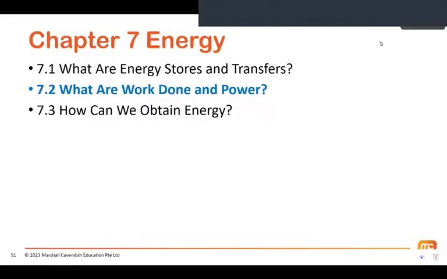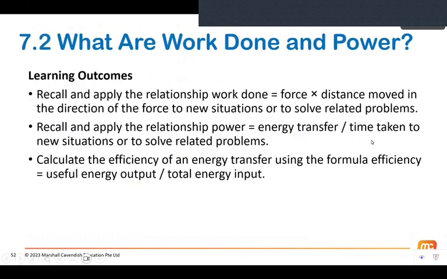Okay, this is the third part of the video for the chapter on energy. In this video, we'll be covering what is work done as well as power. Okay, so these are the learning outcomes. We will learn about the formula for calculation of work done, which is force times distance moved in the direction of the force. And then we will also learn about the formula for power, which is energy transferred over time taken. And also the formula for efficiency, which is the useful energy output over the total energy input.